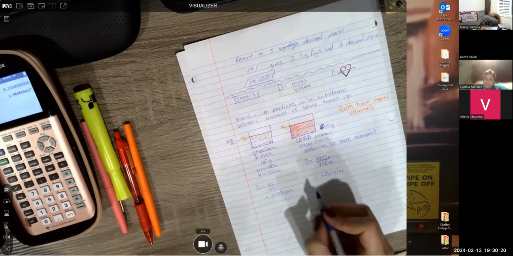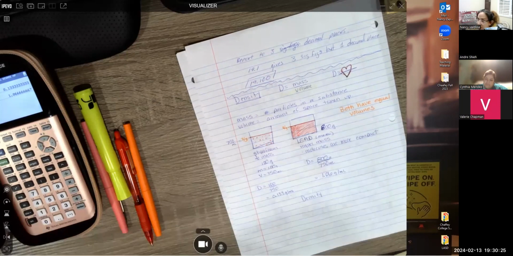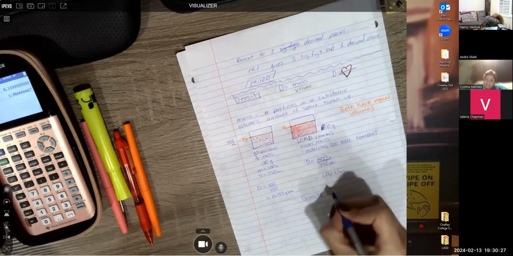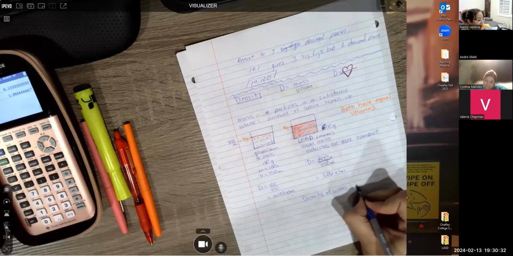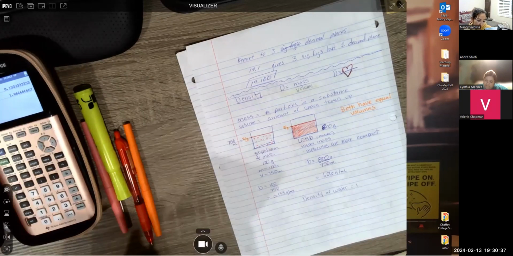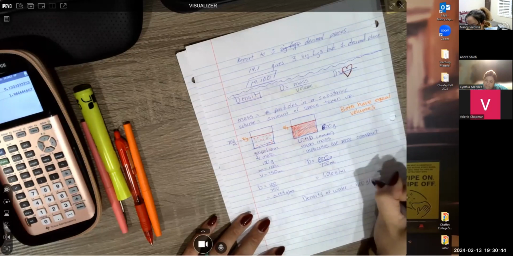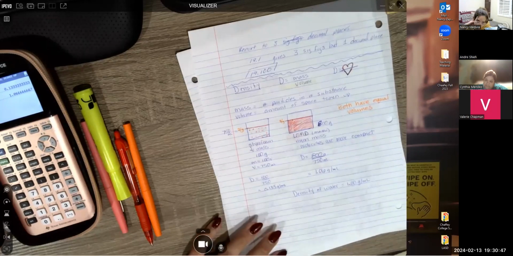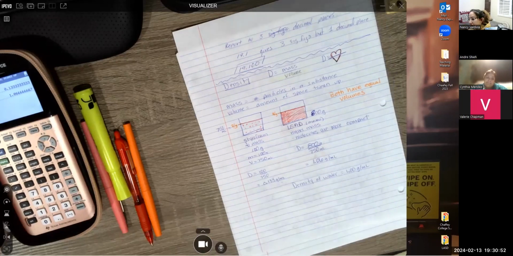Now, something you should probably memorize, it'll make things easier now and in the future for other classes, is that the density of water is equal to 1.00 grams per milliliter. Okay, so if you're above 1, you're going to sink. If you're below 1, you're going to float.